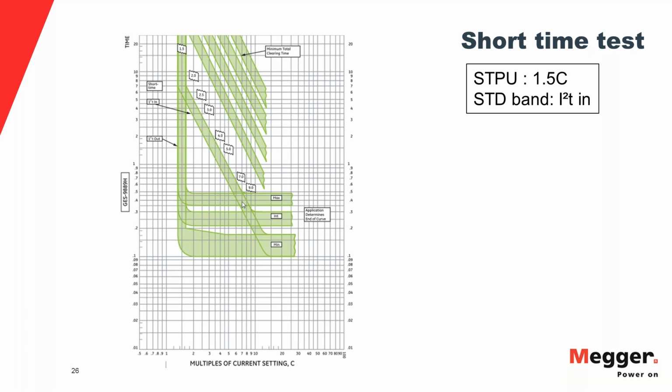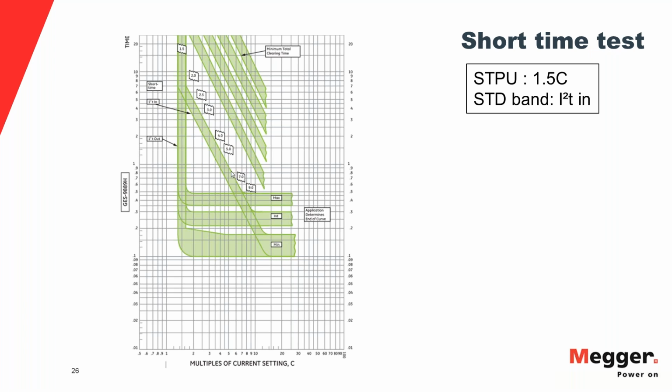As you can see, the band has a slope. On the other hand, if you look at the I square T out response, you can see that the bands are horizontal, which means the trip time is independent of the magnitude of the current. So if your response is I square T out, it doesn't matter if you're injecting 3 times the pickup, 3 times C, or 6 times C, you're going to have the same trip time limits.